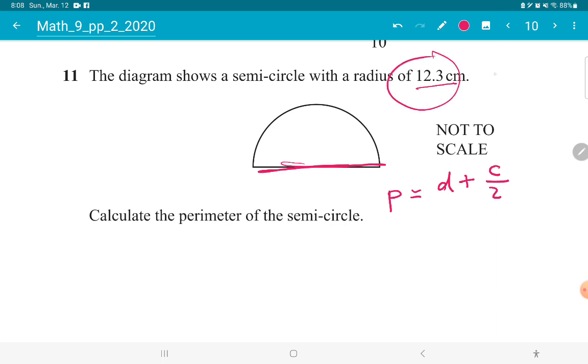This is the radius, so the diameter equals 2 times that, which will be 24.6. So the diameter is 24.6, plus the circumference, which is diameter times pi, that's pi times 24.6, but divided by 2, and that's it. You need to get the final answer. Use your calculator.